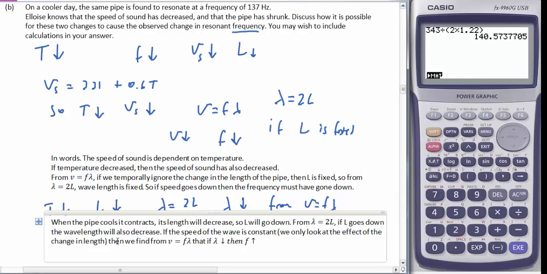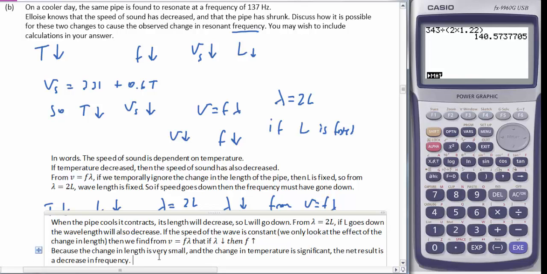So let's put that into words. So my final line, because the change in length is very small and the change in temperature is significant, the net result is a decrease in frequency. That is worth an excellence.